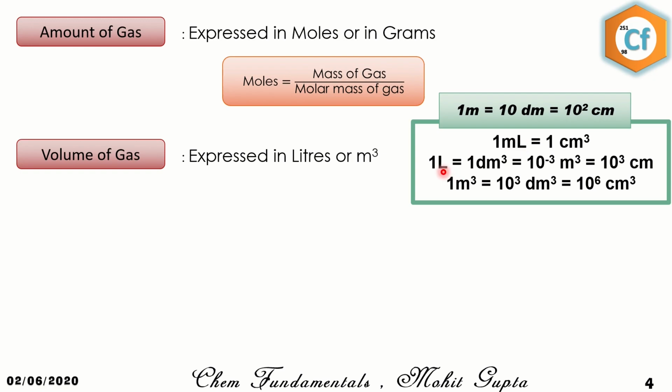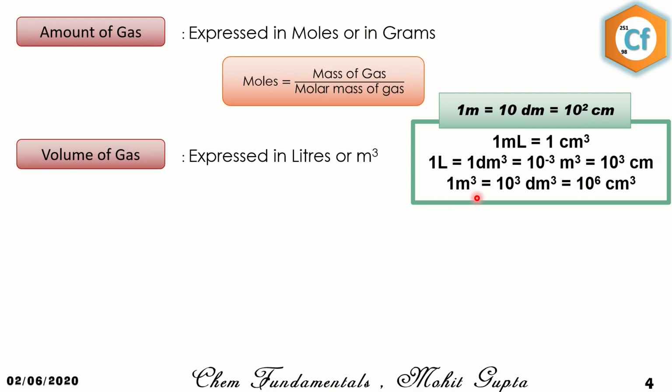So here in this case, I have written 1 liter is equal to 1 decimeter cube. And how many meter cubes would it have? 1 decimeter is equal to 10 to the power minus 1 meter. That means if I cube it, I'll get 10 to the power minus 3 meter cube. After that, in terms of centimeter, it would be 10 to the power 3 centimeter cube. How come? We know 10 decimeter is equal to 100 centimeter, which means 1 decimeter is equal to 10 centimeter, and if I cube it, I'll get 10 to the power 3 centimeter cube.